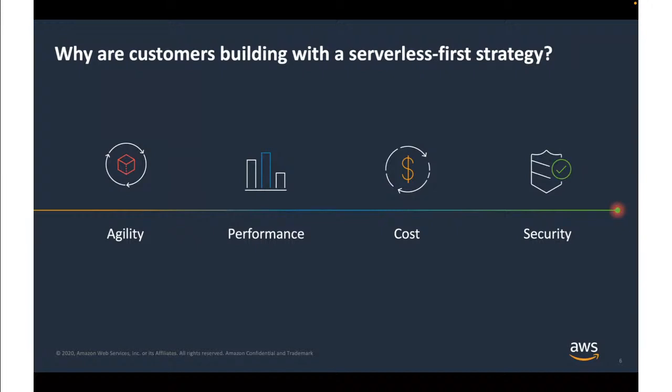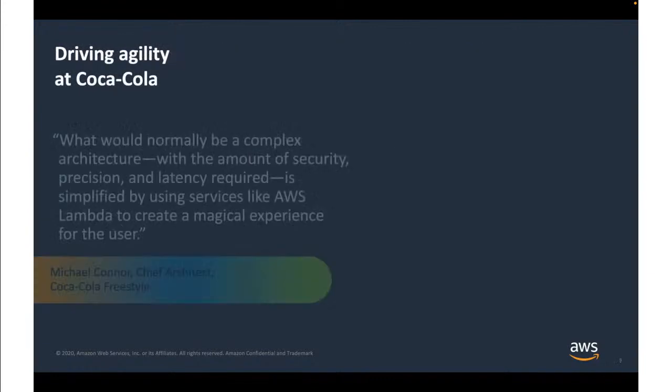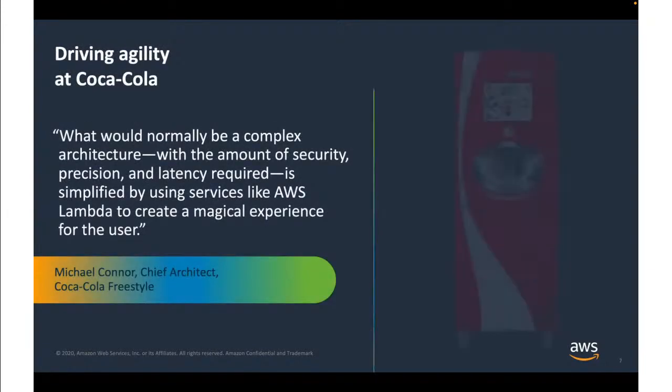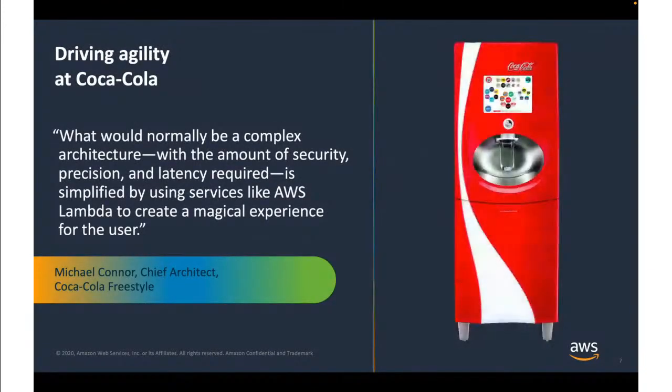To help appreciate some of that, I want to cite an example of a customer, and this is a customer case study that you can go and read about on our website as well. Coca-Cola is a great example of how serverless strategy enabled agility when they had to react quickly to the changes brought on by the COVID pandemic.